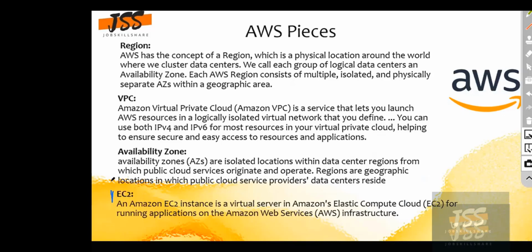Then we have EC2. This is known as Elastic Compute. It is nothing but a virtual device, and on top of that you can run some services like Linux. You can deploy servers like Windows servers, Mac, something like that. So these terms are very specific to AWS.